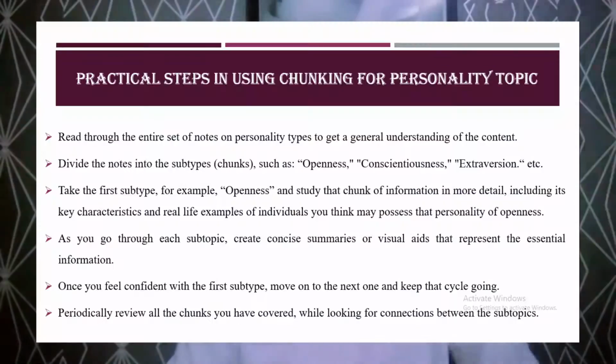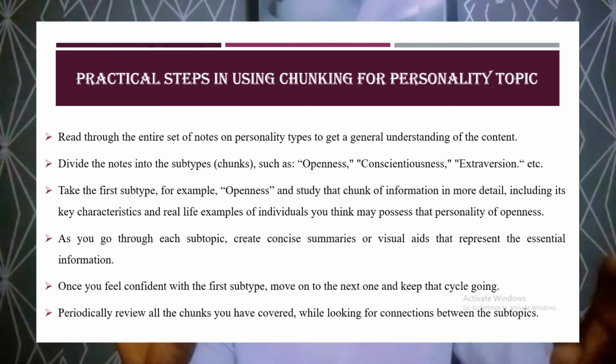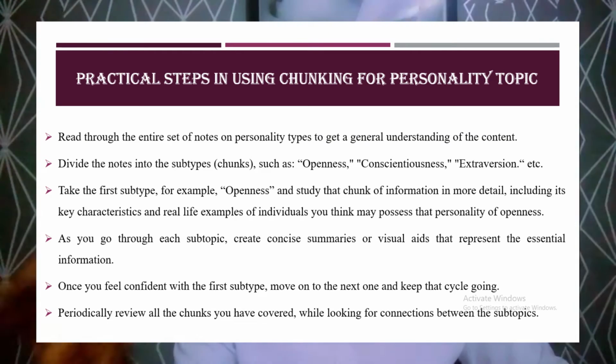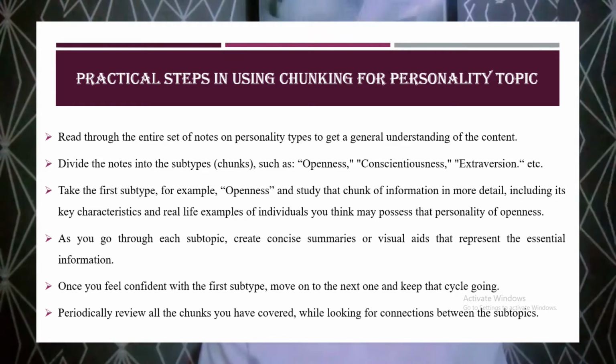Now, as you have gotten that general picture or understanding of the content involved, you divide into subtypes, what we call the chunks. So in the case of the big 5 personality types, there's openness, there's conscientiousness, there's extraversion, there's agreeableness, and neuroticism. So I can say that in this first session of my revision in the morning, I want to target openness. I want to understand it fully.